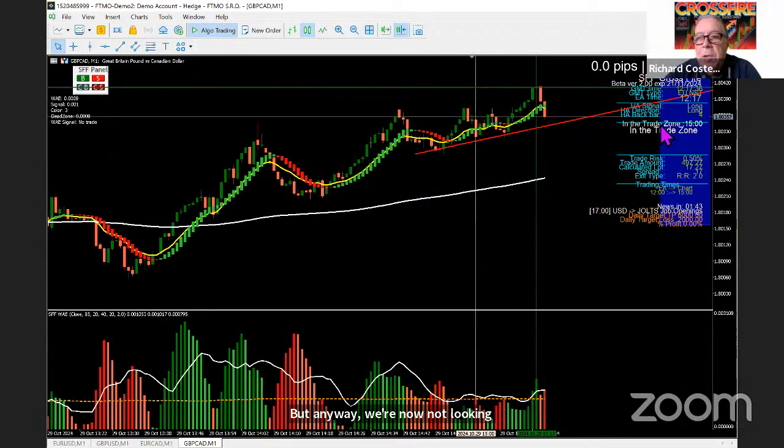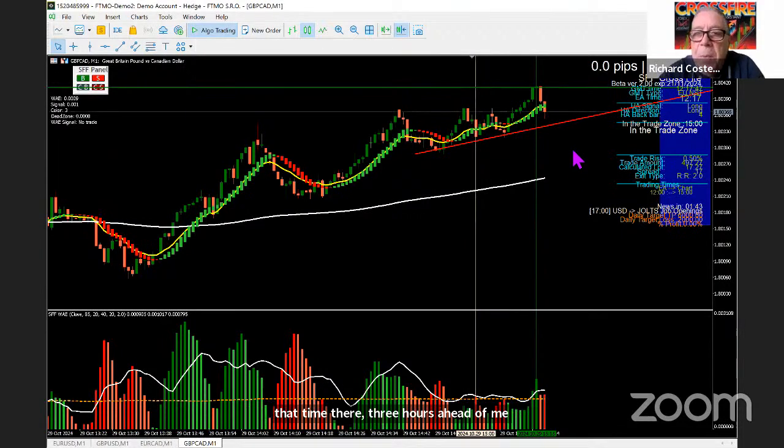It's saying here, we're in the trade zone. We got in the trade zone at 1500 hours, which was that time there, 3 hours ahead of me. But it's neither looking for a buy nor looking for a sell, so it doesn't look any further. What it will do once it breaks either above the green or below the red is go on to the next of the 4 criteria.